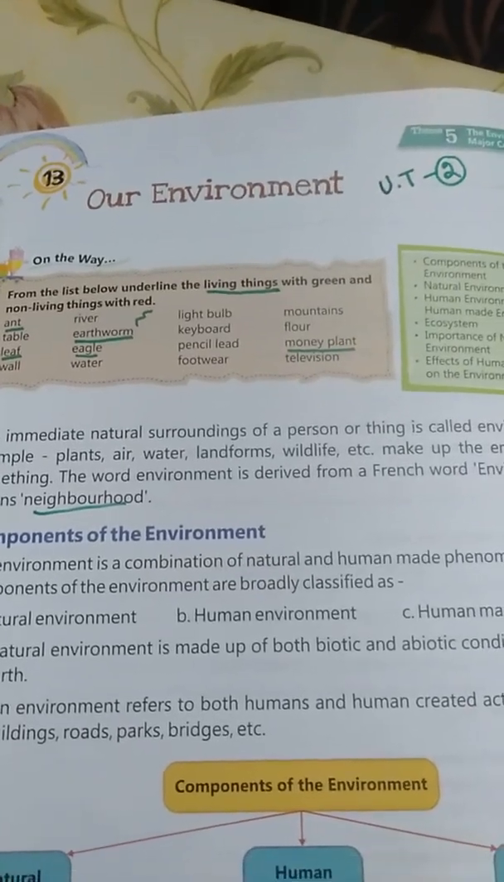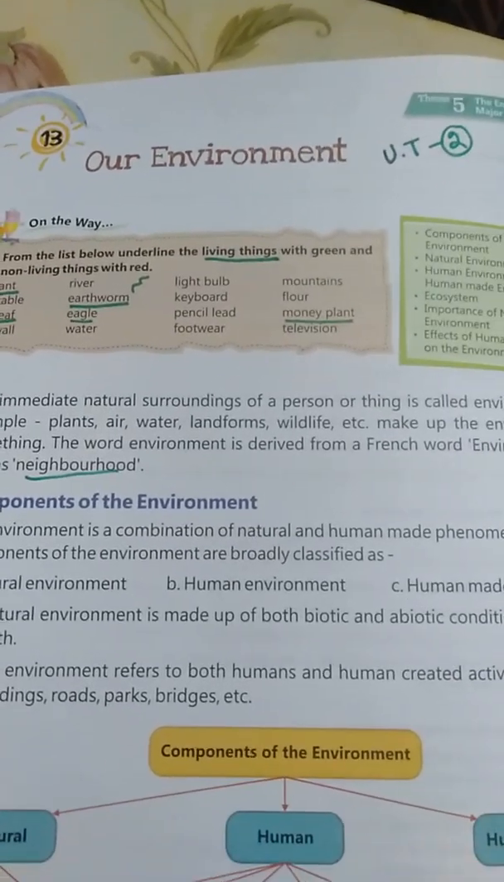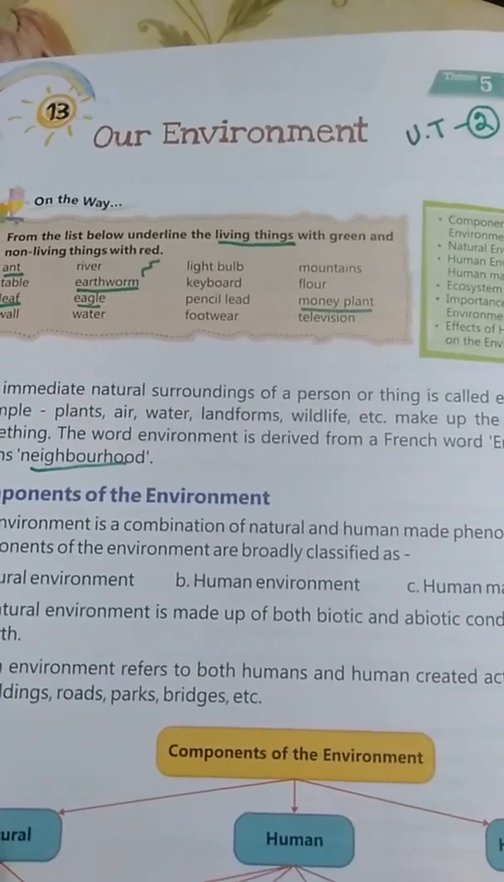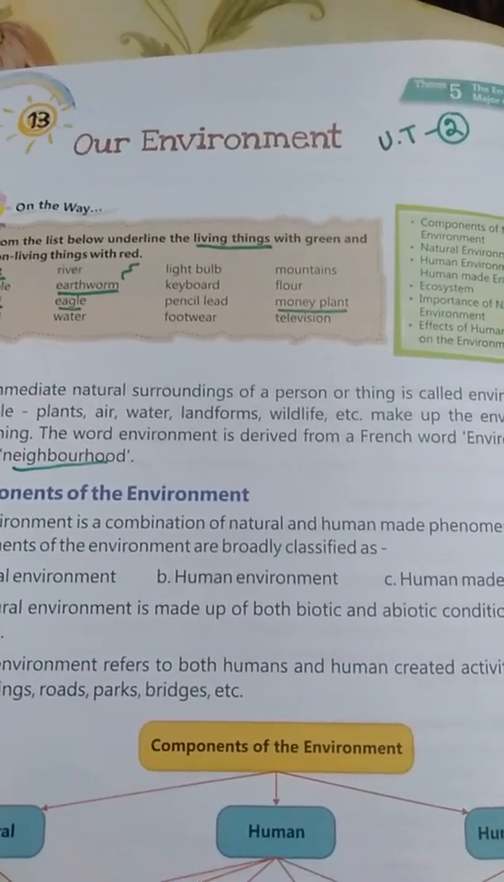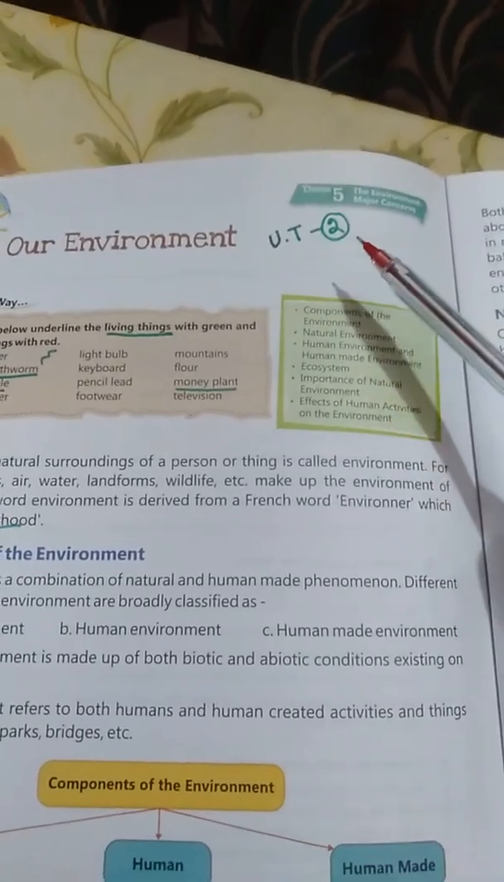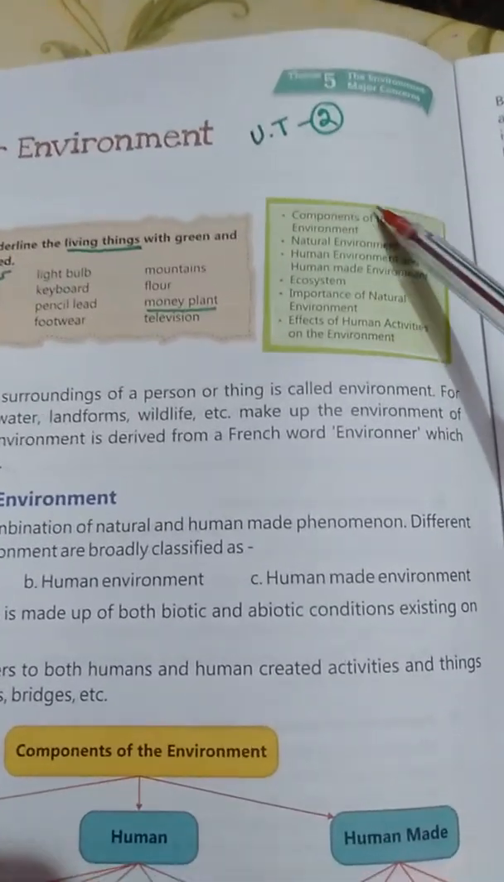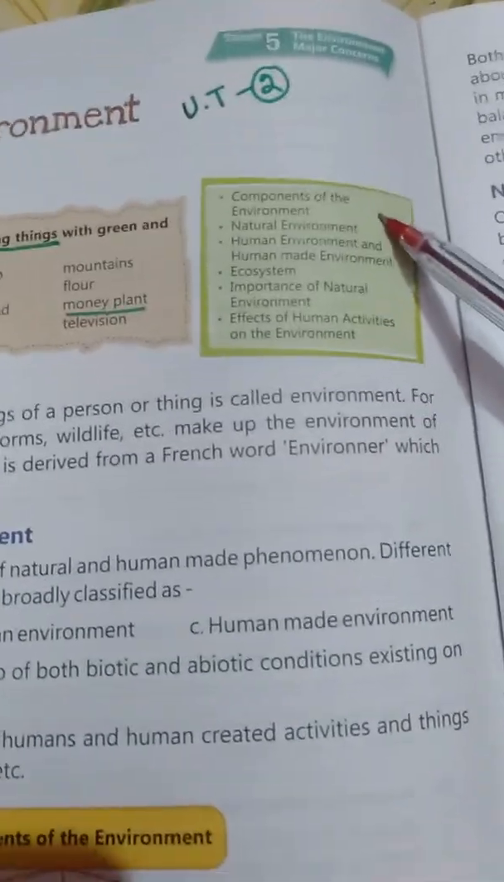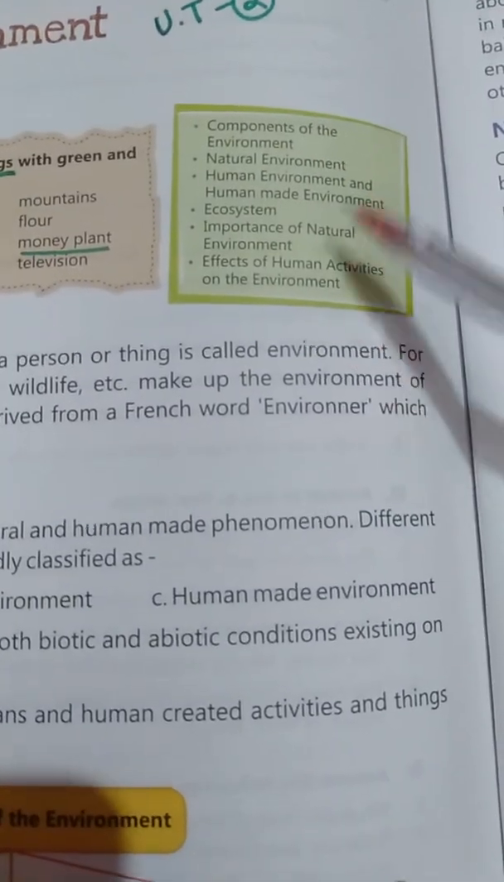Good morning, children. So let's start with our next chapter of unit test 2. That is lesson number 13, our environment. So you write down unit test 2 this way. And in this green box, you'll come to know what things you're going to learn in this lesson.